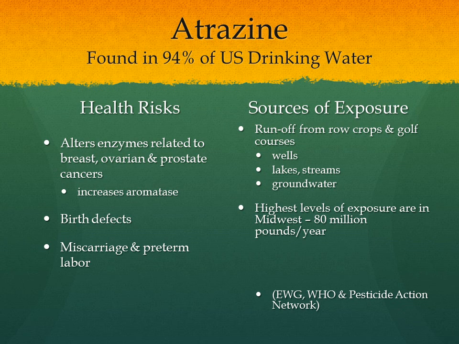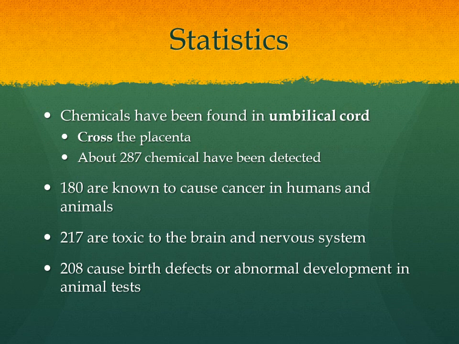Some statistics that I want to run through real quick. Chemicals or pesticides have been found in the umbilical cord, which means they cross the placenta, causing harm to the fetus. They have found about 287 chemicals within the umbilical cord, and of those, 180 are known to cause cancer in humans and animals. 217 of them are toxic to the brain and nervous system, and 208 cause birth defects or abnormal development in animal tests. This is all according to the American Nurses Association Principles of Environmental Health. Another quick tip, I would highly recommend reading Tomatoland by Barry Estabrook to recognize pesticide effects related to birth defects and development.